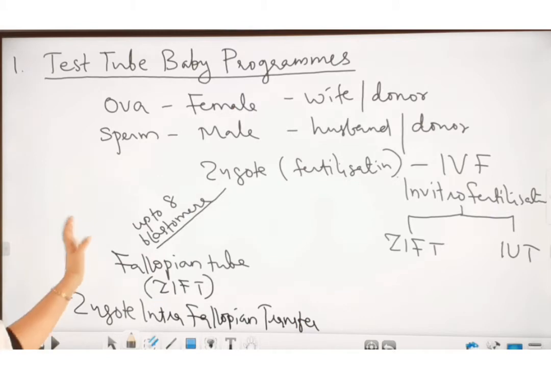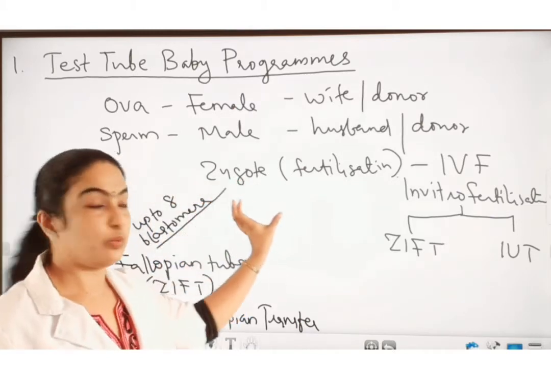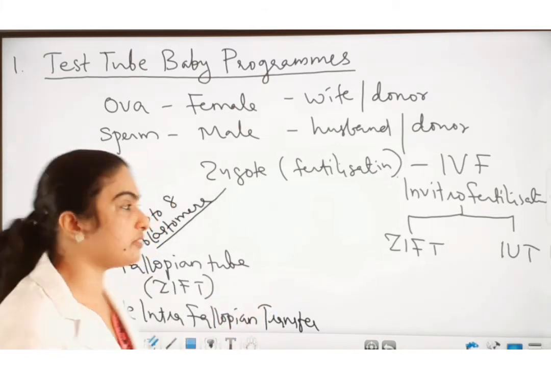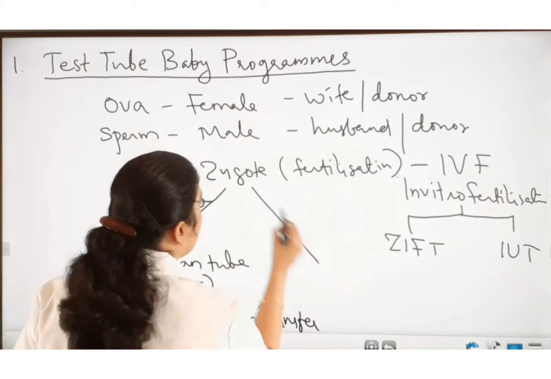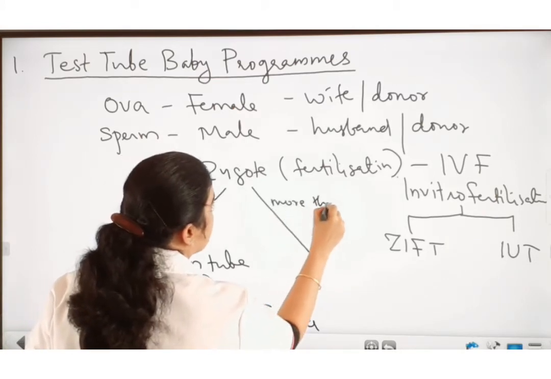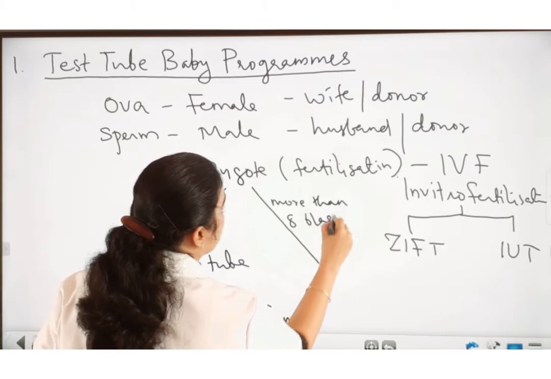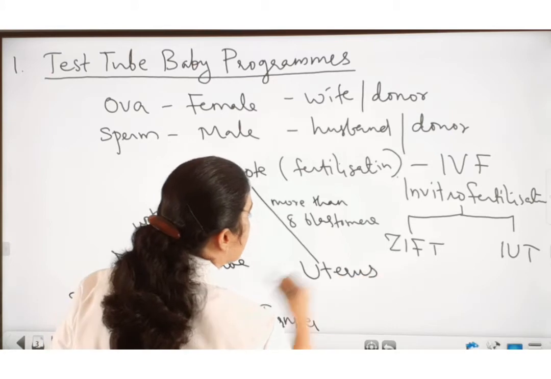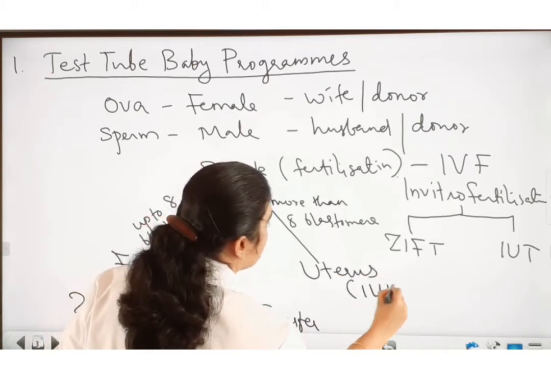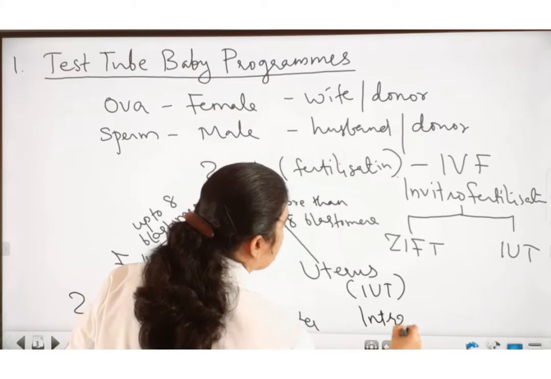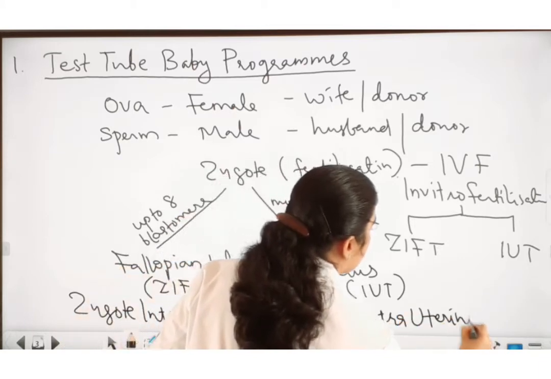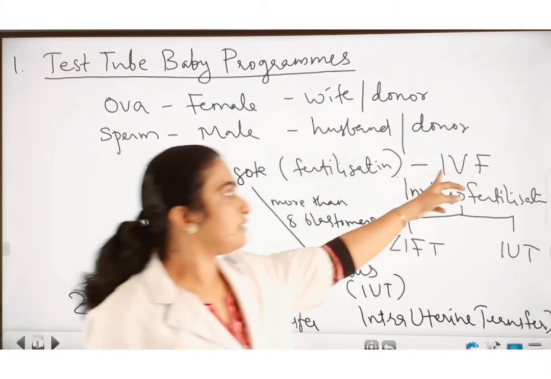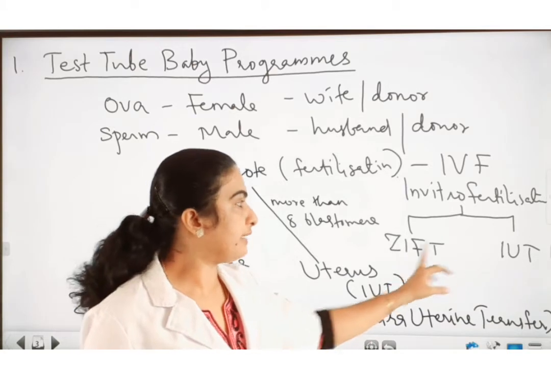Now, when the zygote attains more than 8 blastomere stage, it can be directly deposited into the uterus. That process is called IUT, that is intra-uterine transfer. Is it clear? So IVF is followed by two techniques, CIFT and IUT.